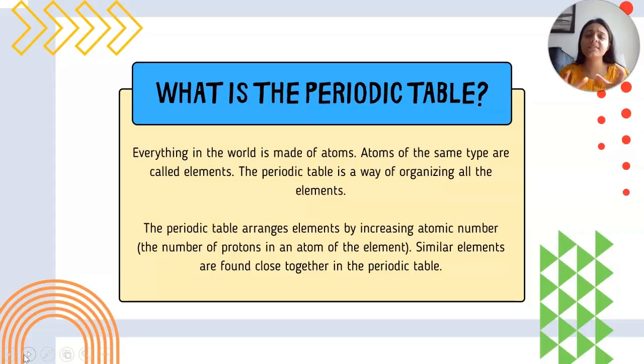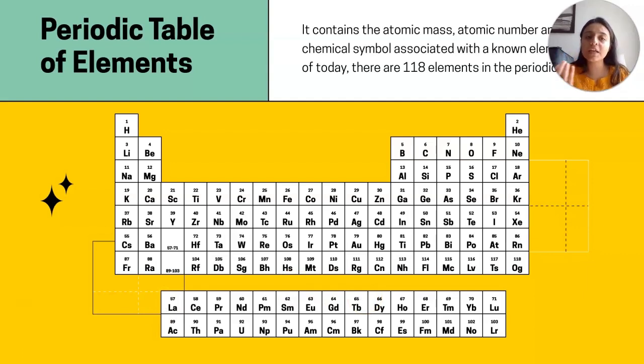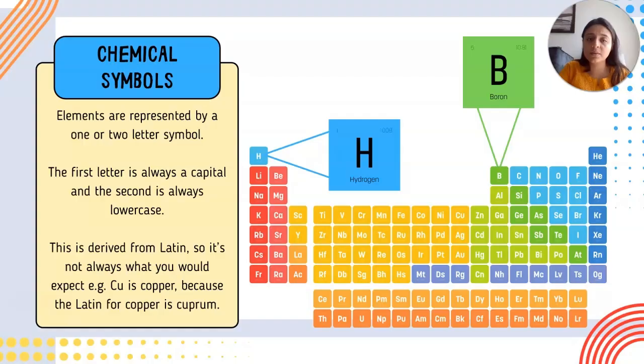First things first, we have already studied what the periodic table is. It is a sort of map which assigns the positioning of the elements. Imagine it is a classroom and there are 118 elements present inside the periodic table. It contains the atomic mass, atomic number, and chemical symbol associated with a known element. We already know the chemical symbols of certain elements, like hydrogen is represented by H, helium by He, beryllium by Be, like this.